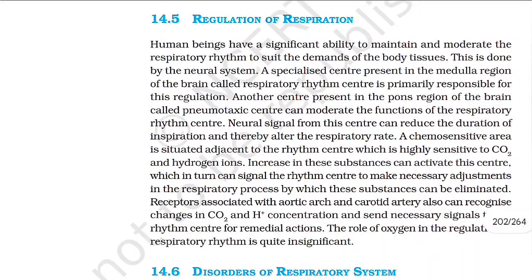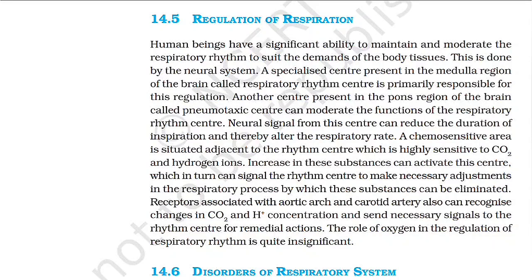Regulation of respiration. Human beings have a significant ability to maintain and moderate the respiratory rhythm to suit the demands of the body tissues. This is done by the neural system. A specialized center present in the medulla region of the brain, called the respiratory rhythm center, is primarily responsible for this regulation. Another center present in the pons region of the brain, called the pneumotaxic center, can moderate the functions of the respiratory rhythm center. Neural signals from this center can reduce the duration of inspiration and thereby alter the respiratory rate.